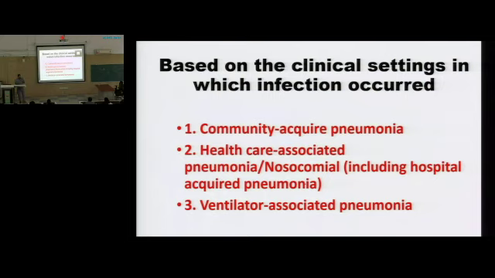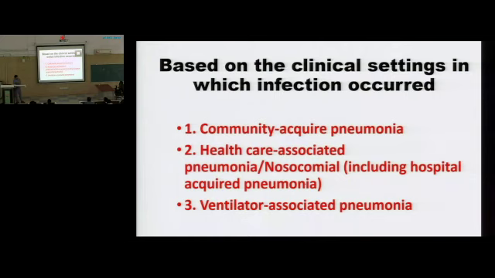Now the third type of classification is based on the clinical setting in which the infection occurred. It can be community acquired pneumonia. Community acquired means people living in the community: if you, me or anyone living in this community gets the infection, we commonly call it community acquired pneumonia. The second type is healthcare associated pneumonia or nosocomial pneumonia, which includes hospital acquired pneumonia.